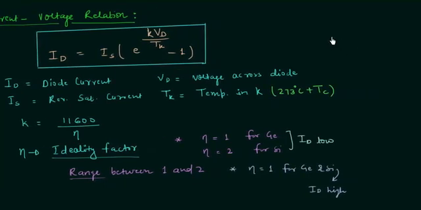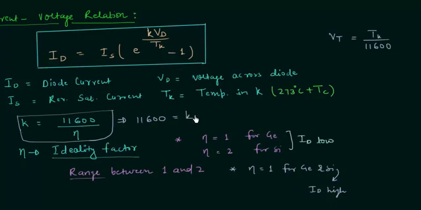We can modify this formula because we already know VT, the thermal voltage, is equal to Tk, temperature in Kelvin, divided by 11600, and from here we can see K is equal to 11600 by eta. So we can say 11600 is equal to K multiplied by eta. So we will replace this by K eta.